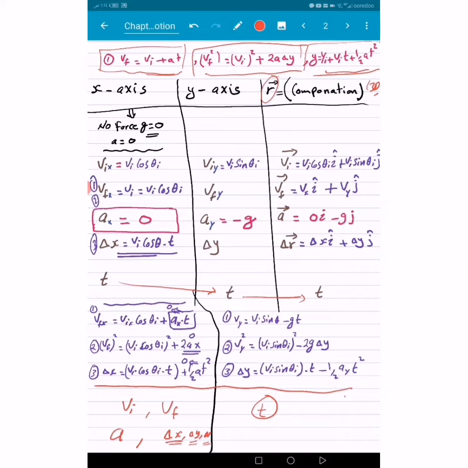You cannot change the time, it is fixed. So the 5 important variables: v initial.